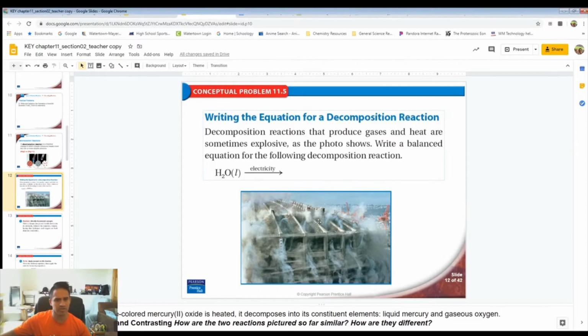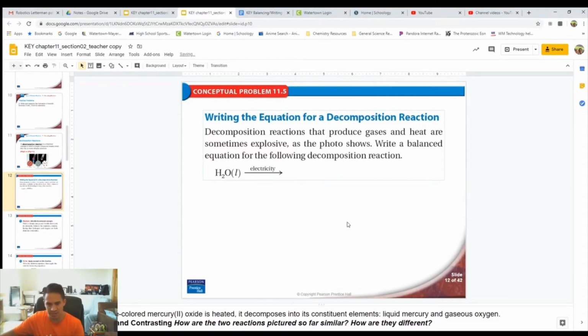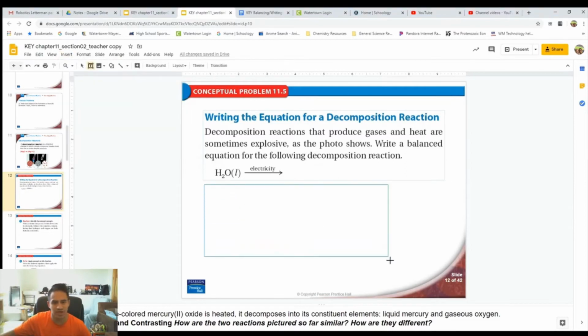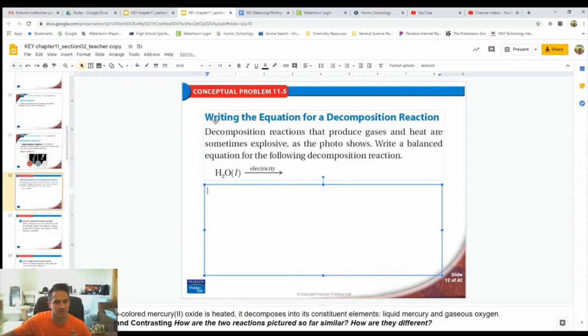Let's take a look at another example. Decomposition reactions that produce gases and heat are sometimes explosive, as the photo here shows. Write a balanced equation for the following decomposition reaction. So they want us to write an equation for the decomposition reaction of water, which is going to break apart into hydrogen and oxygen.